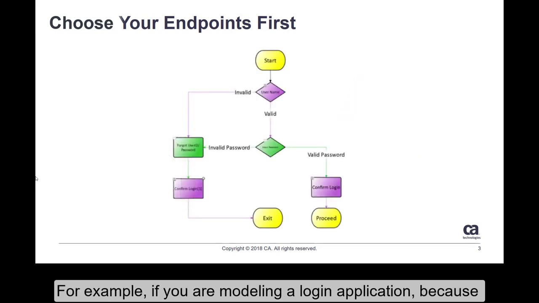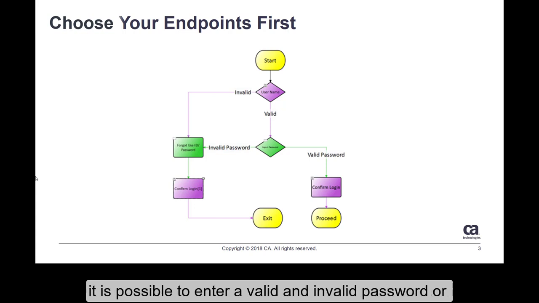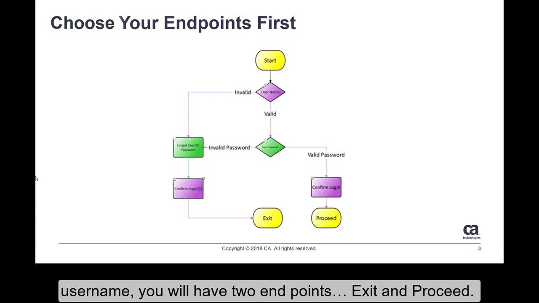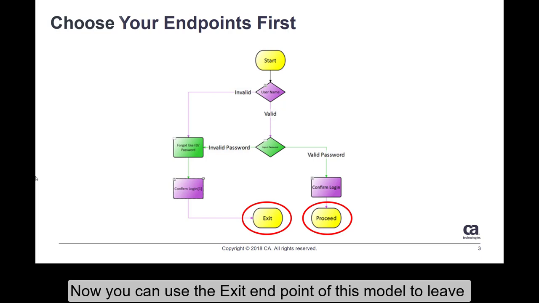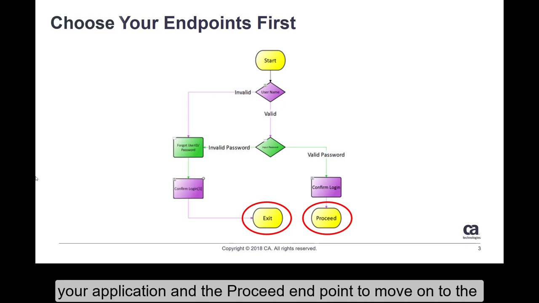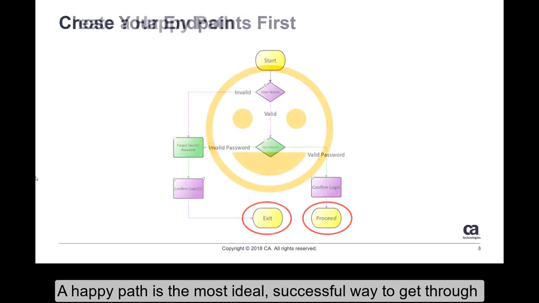For example, if you're modeling a login application, because it is possible to enter a valid and invalid password or username, you will have two endpoints, exit and proceed. It is important not to forget your negative conditions. Now you can use the exit endpoint of this model to leave your application and the proceed endpoint to move on to the next flow.